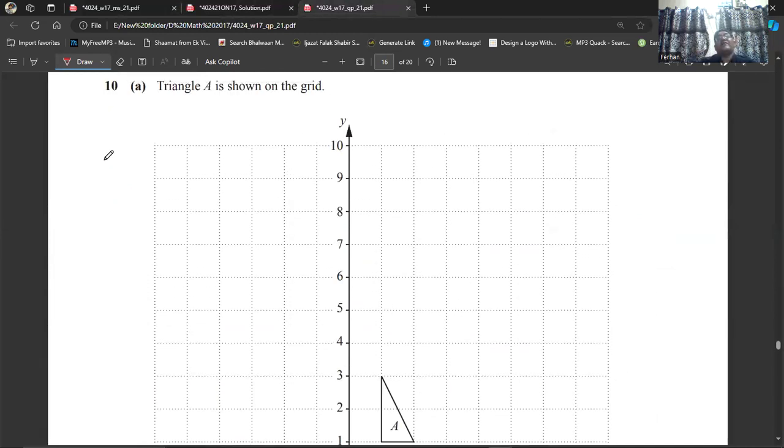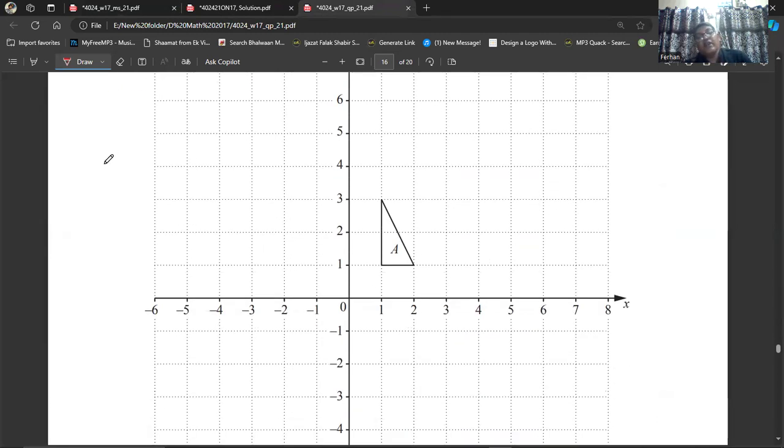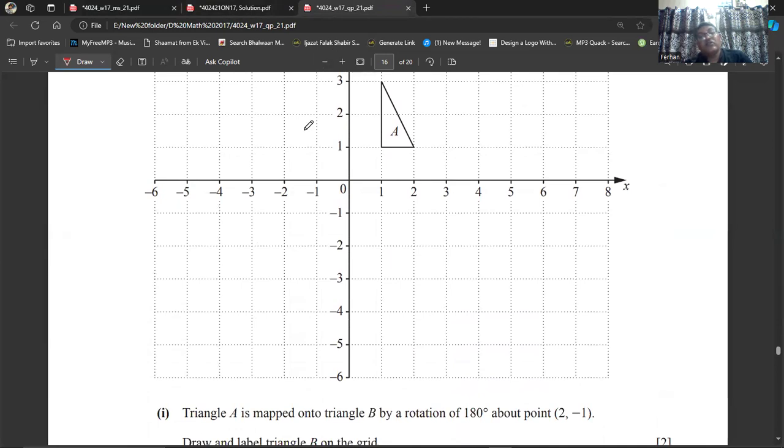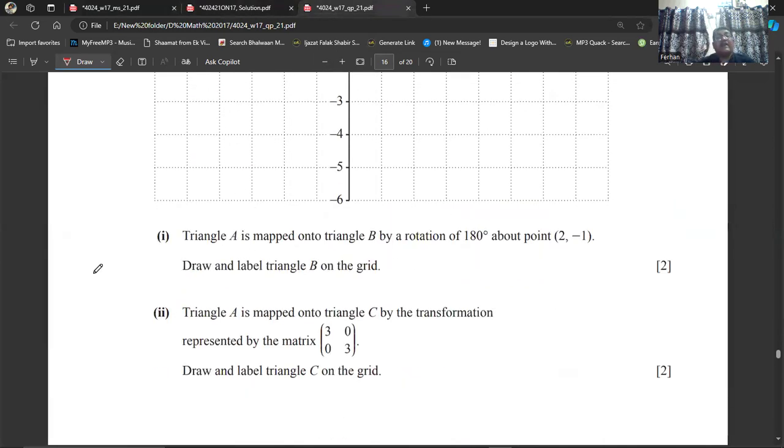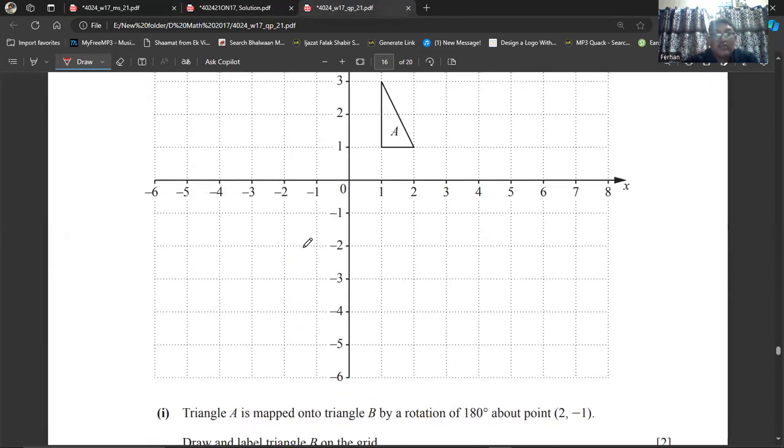Okay, so here we have question number 10. It's A part. He says the triangle A is shown on the grid. On the grid, there is only one shape. Triangle A is mapped onto the triangle B by a rotation of 180 degrees about the point (2, -1). (2, -1) is this point.